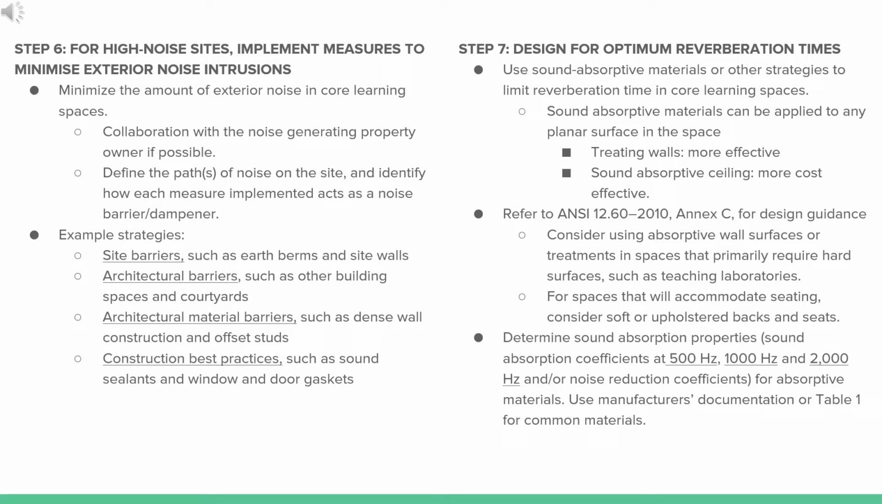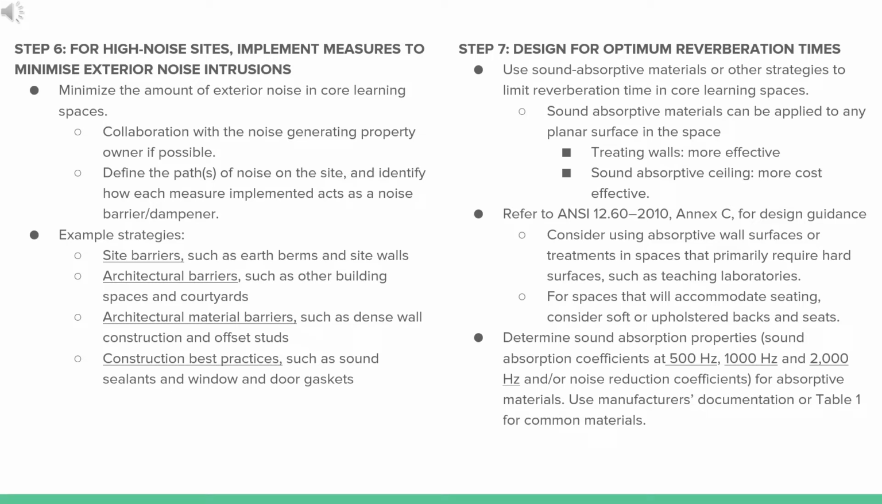Step 7 is design for optimum reverberation times. Use a sound absorptive material or other strategies to limit reverberation times in core learning spaces. Sound absorption materials may be applied to any planar surface in the space. Treating walls is often the most effective, and sound absorptive ceilings are often the most cost effective.